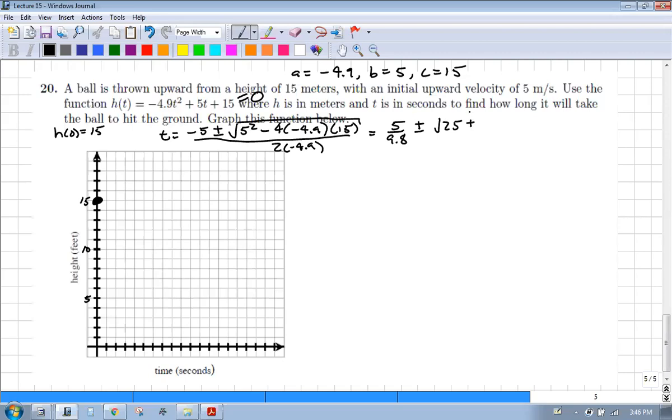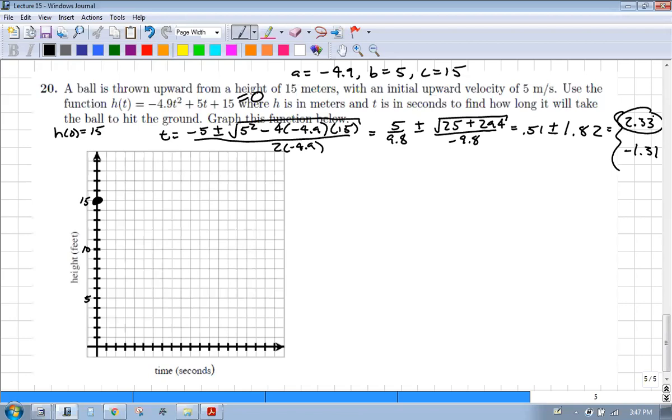minus is a plus. Let's use our calculator here. 4 times 4.9 times 15 is 294, over negative 9.8. So 5 divided by 9.8 is 0.51. Now 294 plus that 25 is 319. Square rooted, divide by 9.8, we get 1.82. So if we add these, we get 2.33. If we subtract them, we get negative 1.31.